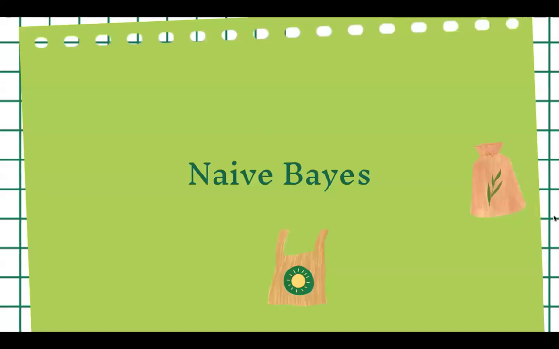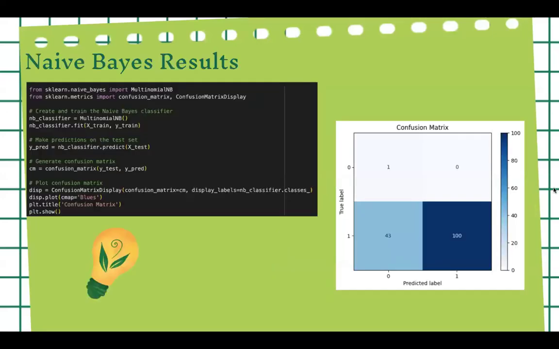The next step was the naive Bayes classifier. Using the same training test split, we created and trained the naive Bayes classifier, made predictions on the test set, and generated a confusion matrix to interpret the results. As you can see from this matrix here, the naive Bayes classifier was most accurate for guessing the higher emission standards, meaning a value of 1 in the binary class target column.